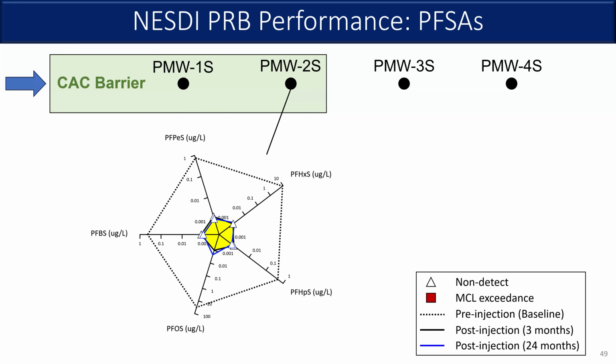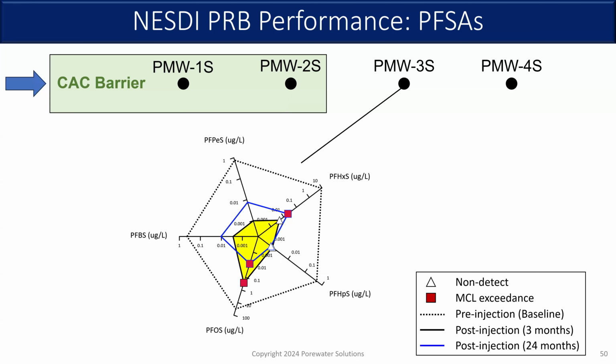Then looking at the second well, this is 10 feet into the barrier. Everything is still really low after 2 years. That blue data series, a lot of non-detect symbols. You can see a really small detection of PFOS at that second well, but everything's low, everything's stable. So that's exactly what we want to see.